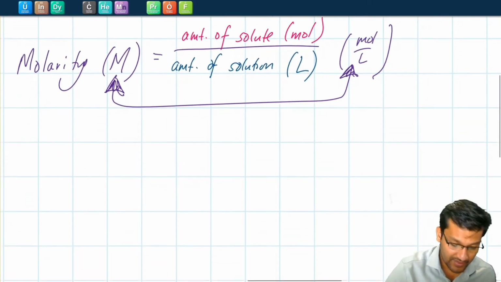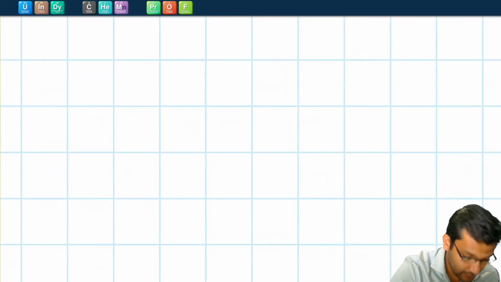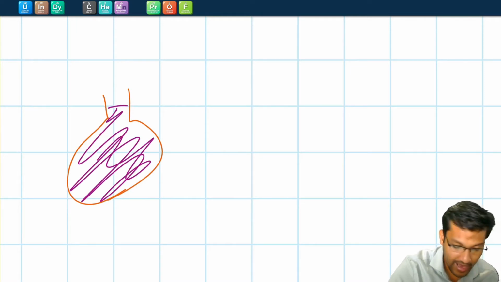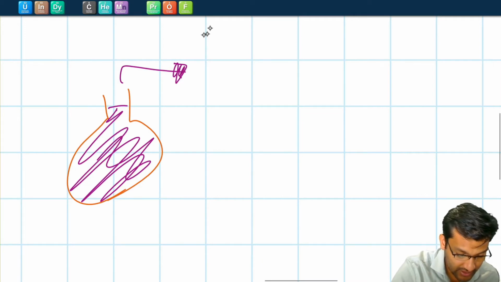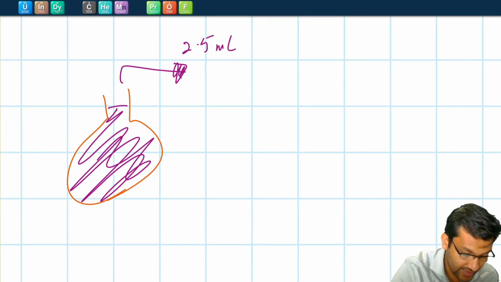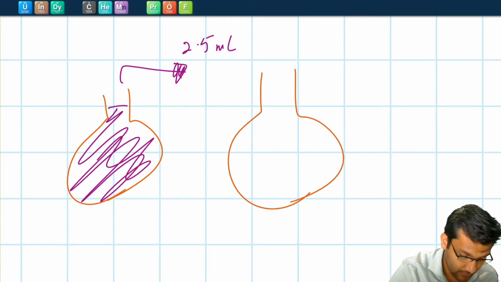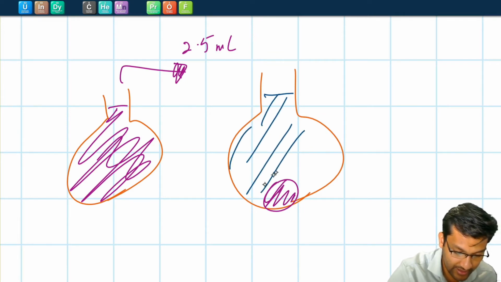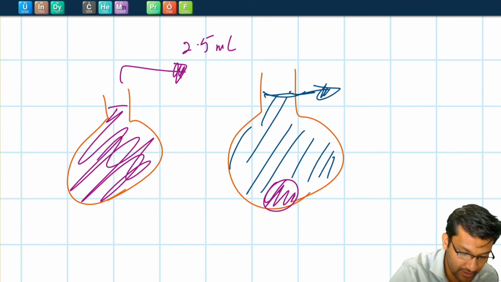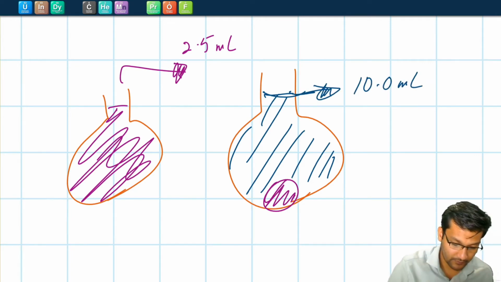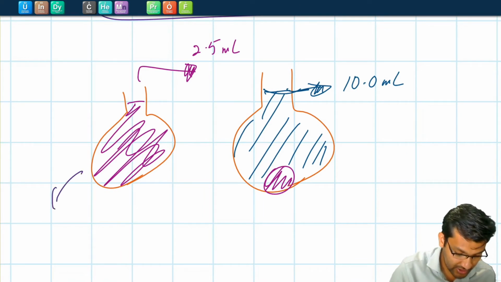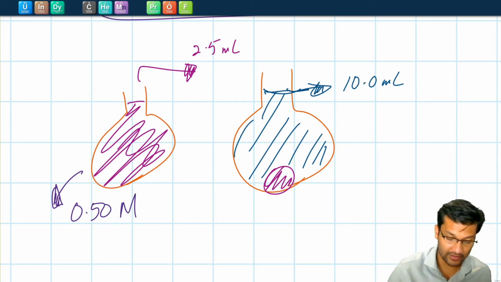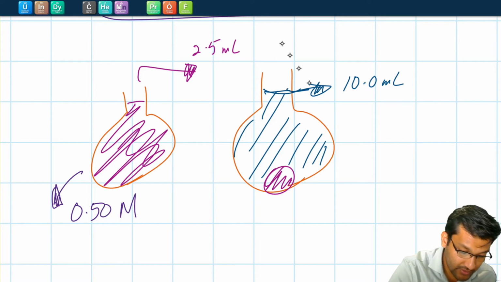Okay, let's look at some dilution situations. So let's say you have a vial of some solution, and you take an amount of solution. Let's say you take 2.5 mL of this solution and you add it to a second vial, right? And then you dilute it using additional water up to a new mark of 10.0 mL. You knew the initial concentration. Let's say the initial concentration was 0.50 M, big M, molarity. The question is, what is the new concentration?